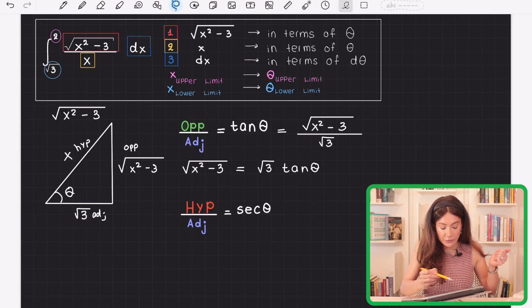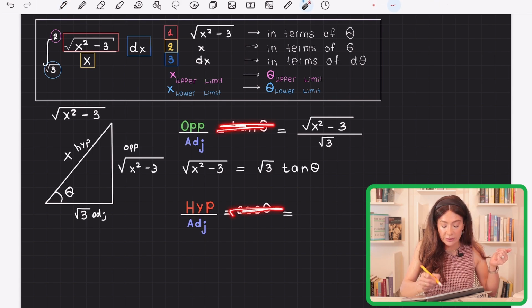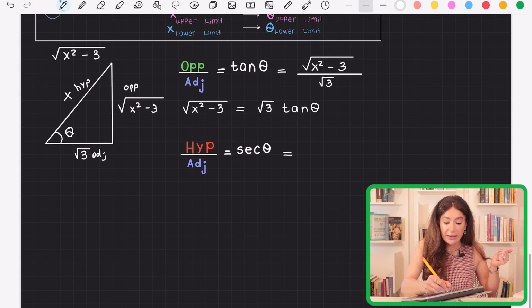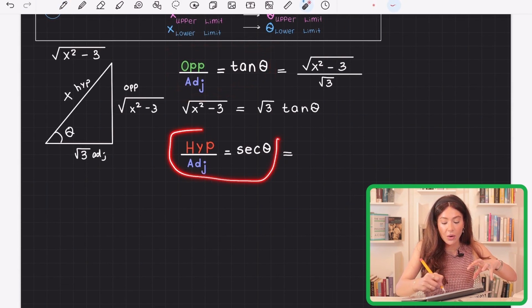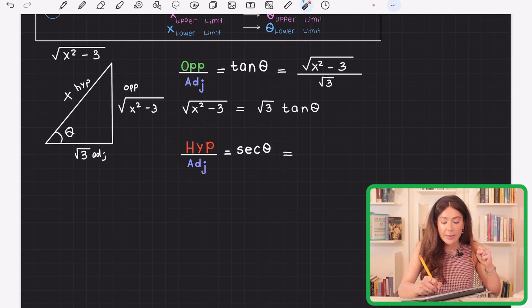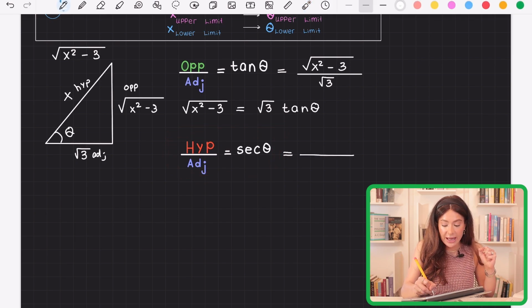So the trig functions are like a bridge. As you can see, even visually, it looks like a bridge here, that connects something that is always true. Tangent always equals opposite over adjacent. Secant always equals hypotenuse over adjacent. But in our specific case, it equals x over square root of 3 for secant, and then tangent was this expression.